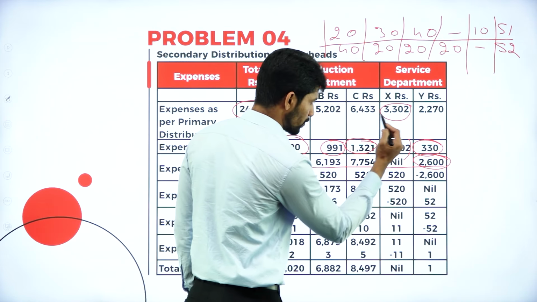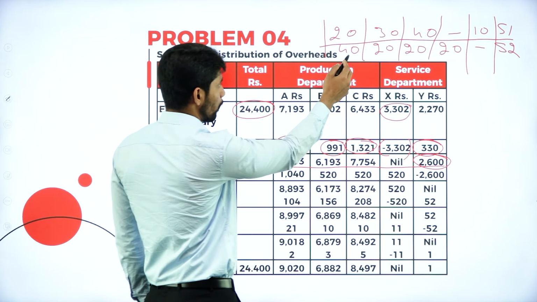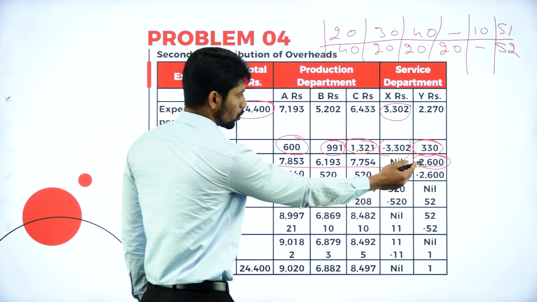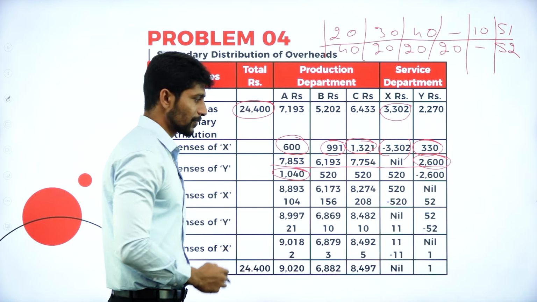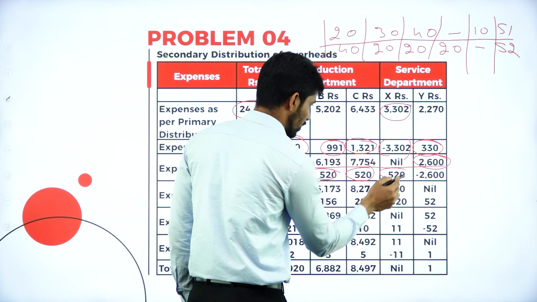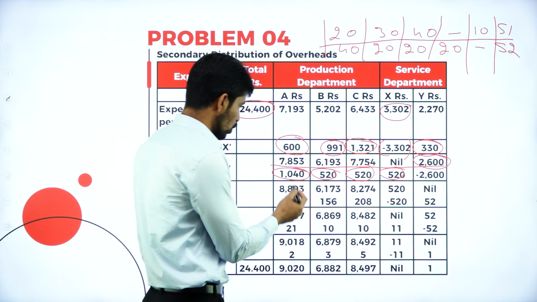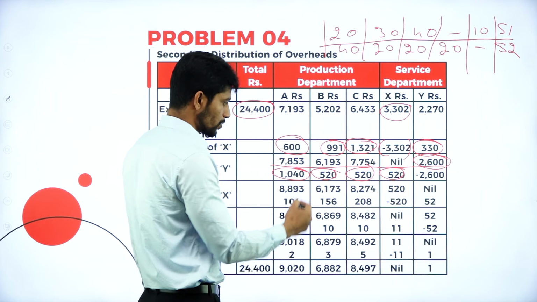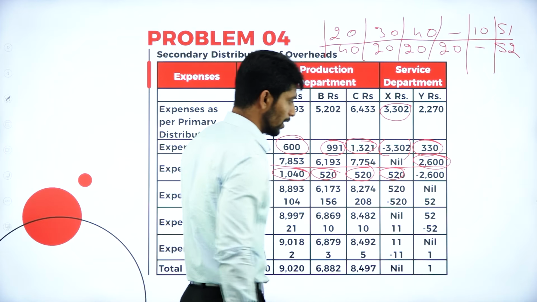Distribute this 2,600 with respect to other departments in the ratio of 40:20:20:20. So according to that, how much will you get? 2,600 into 40%, you will get 1,040 and 20%, 520, 520, 520. Here it is minus balance you are supposed to do. So if you total this, you will get 8,893, 6,173, 8,274, 520. Here it is nil.